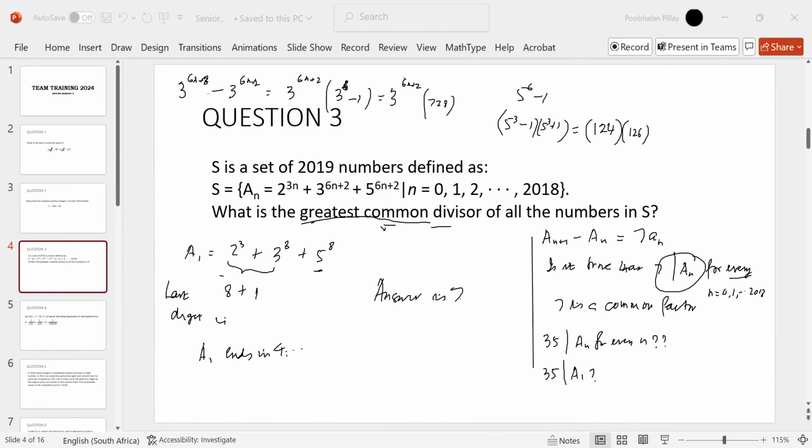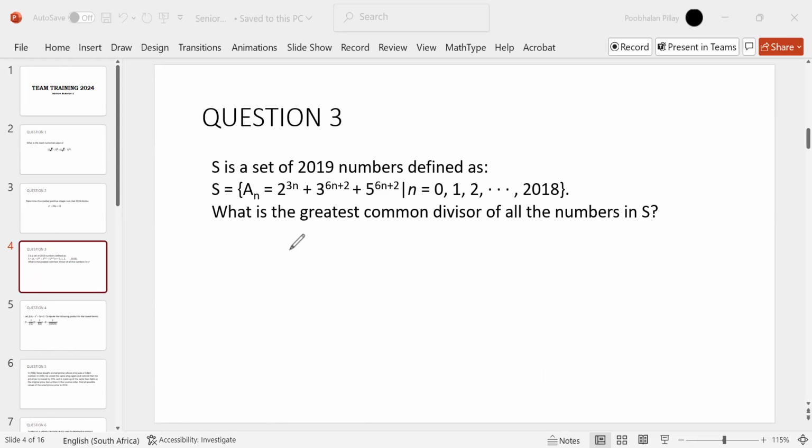The highest common factor of 2019 numbers: you have to find a number which is a factor of every one of them. All right. Now let's get to the next one. Thanks for pointing that out, David.